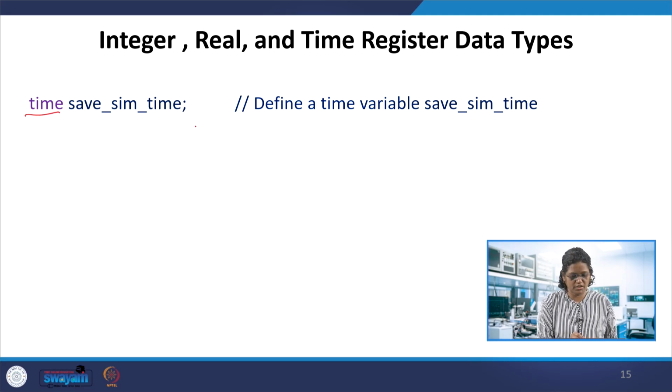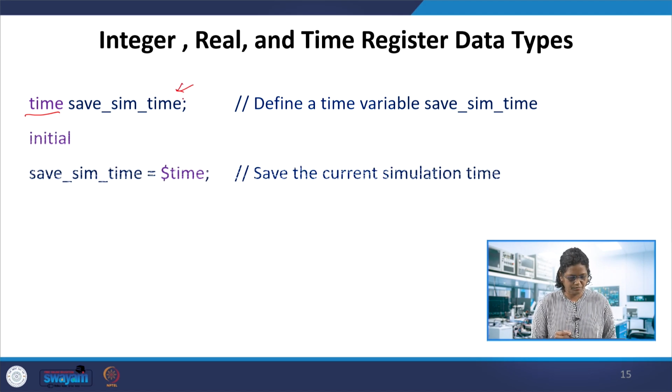For specifying the time, time is a keyword again. To save the simulation time, if you want to save the time when we run the simulation, this variable is declared as a time. We can have this initial block with save sim time. The system function is $time; if you write $time with a semicolon, it saves the current simulation time in the save sim time variable.